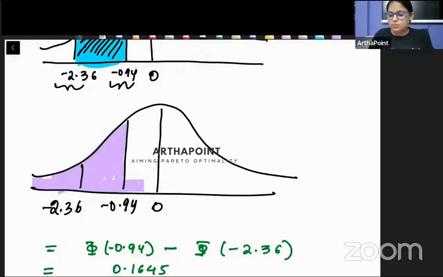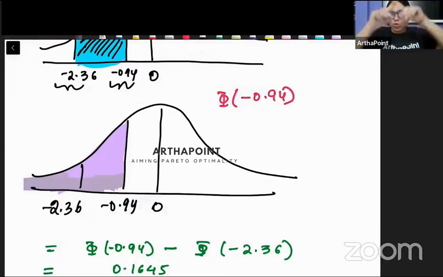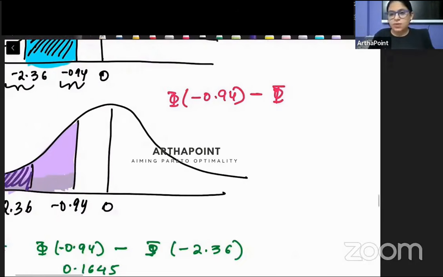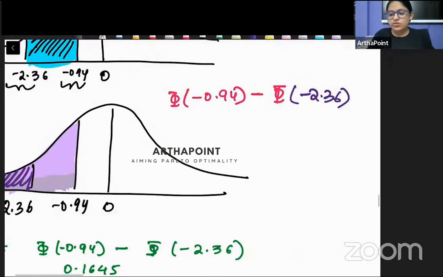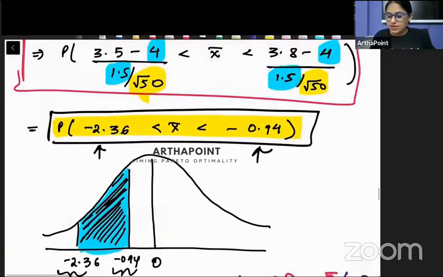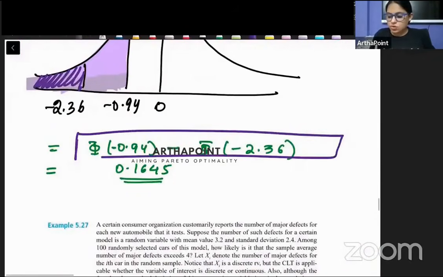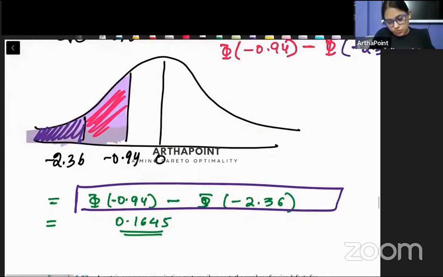This region, isn't it? At any point of time, I can go ahead and find out this region. So I can call this the cumulative distribution till 0.94. So you go to the Z table, you find out where minus 0.94 is coming, and you find out the corresponding probability. Minus, you find out this region. Minus, you find out where minus 2.36 is coming. So when you subtract that, you will be able to get this region.